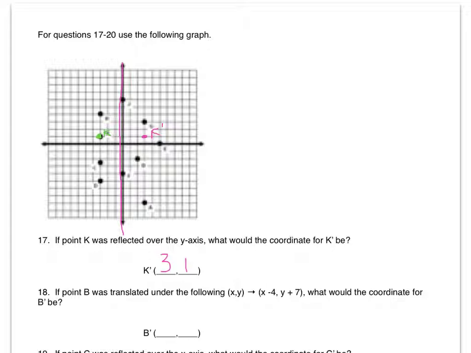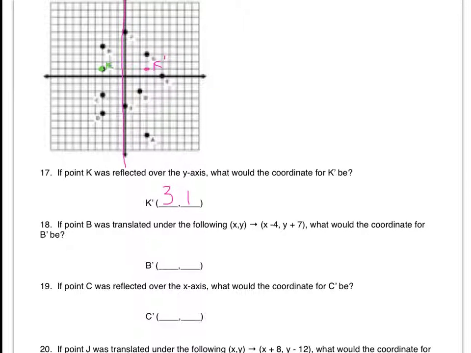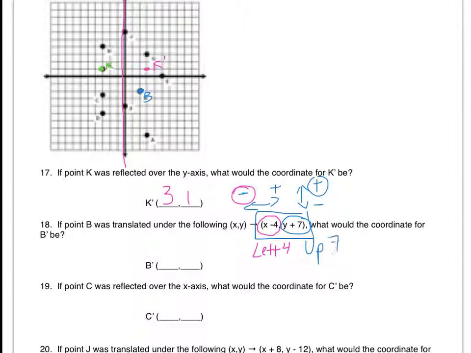18 says, if point B was translated under the following, what would the new coordinate for B prime be? So B is located right here. That's B. And I have to remember what that means. Remember, X is left and right, Y is up and down, positive is right, negative is left, positive is up, negative is down. So in this case, it's x minus 4. So minus tells me I'm going to go left 4 times. And then this is plus 7. The y is plus 7, so that tells me I'm going to go up 7.